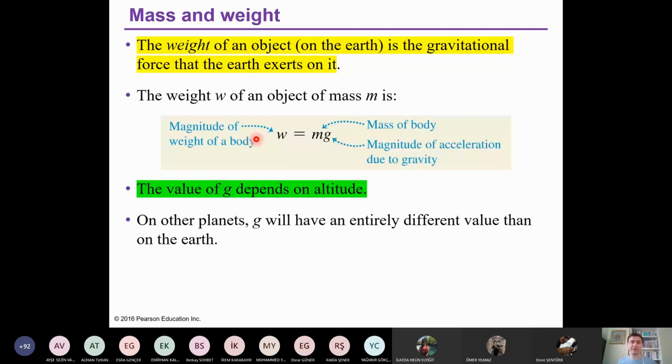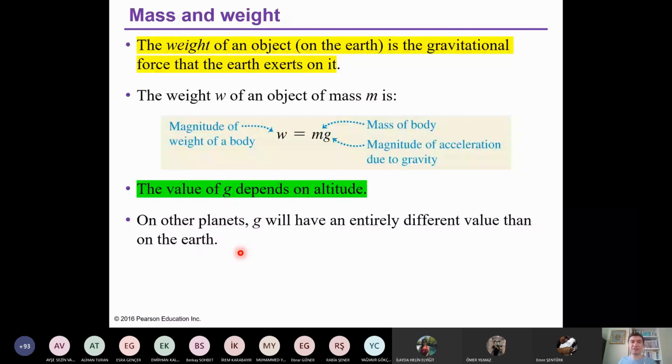So here there is important information. In reality, the value of g is not constant. It depends on altitude, okay? But usually within the questions, we take it as constant. And also on other planets, g will have an entirely different value than on the Earth. Don't forget this information.